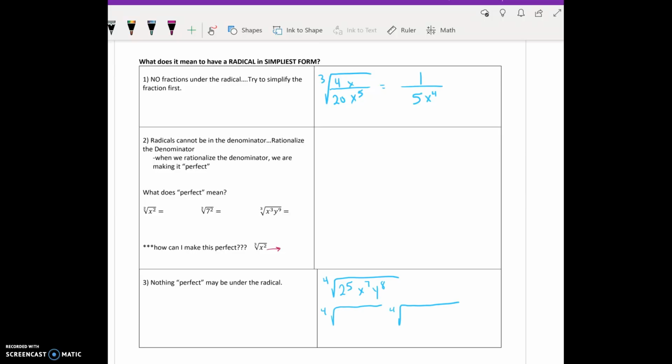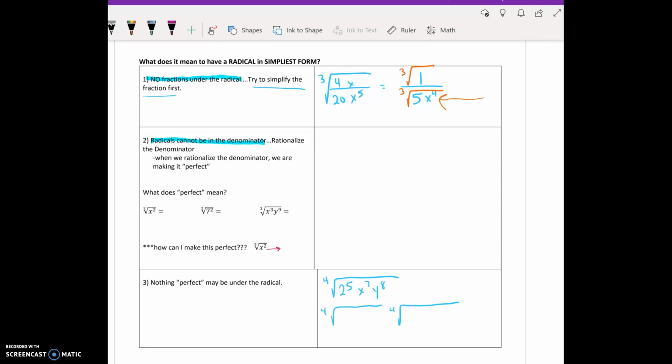So I did the simplifying first, but now I'm going to deal with the rule that says no fractions under the radical. That means I'm just going to break this up into two cubed roots, one on top and one on bottom. Now when I look at this rule, I don't have a fraction under the radical. The other rule is that you can't have radicals in the denominator. Unfortunately, fixing the first rule caused a problem with the second rule. I have a radical in the denominator and I can't have that.